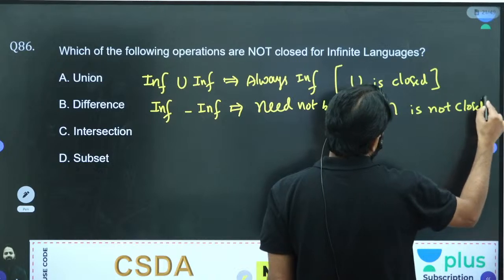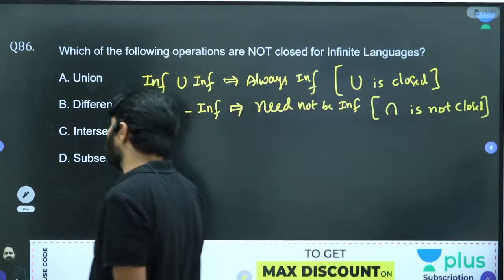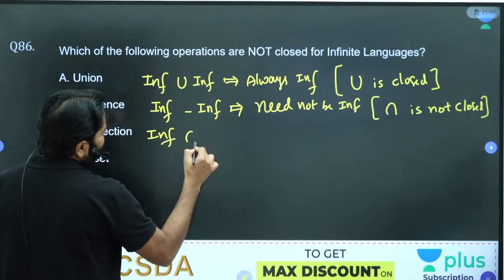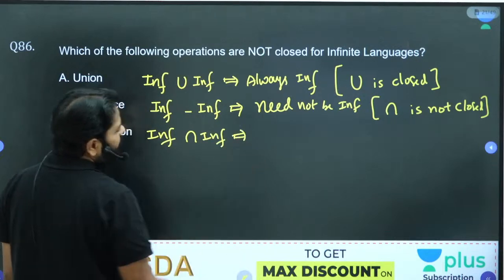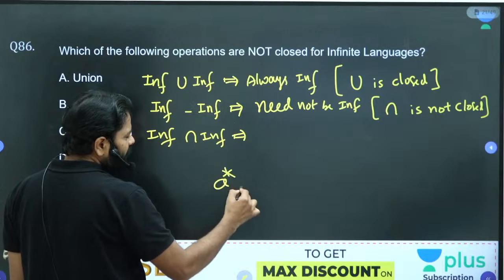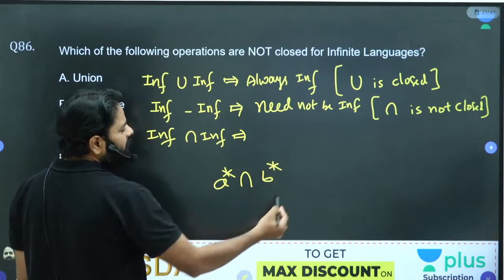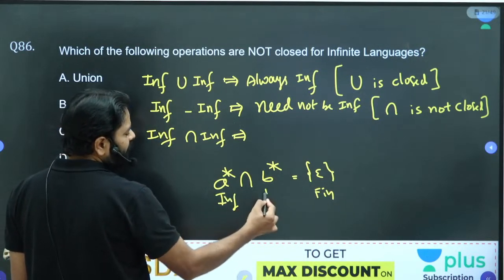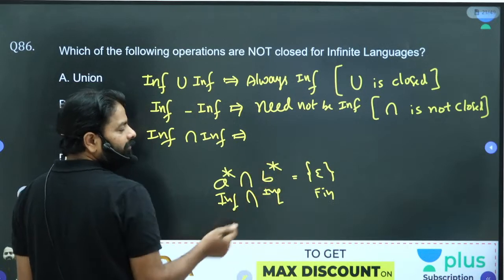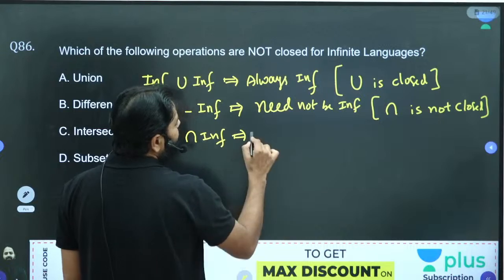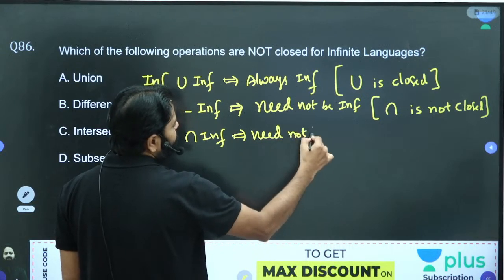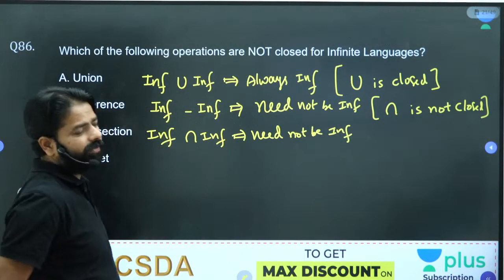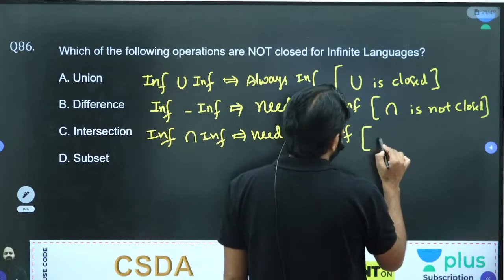Only if you always get infinite is it closed, but here you cannot prove always infinite. Intersection: infinite intersection infinite language. Can you prove always infinite? No. Example: A star intersection B star. The only common string is epsilon, so you got a finite language. I take infinite languages, but after performing intersection, you did not get infinite. This example is enough. You can take the same language and get infinite, but you're not getting always infinite. That's why the difference is not closed.